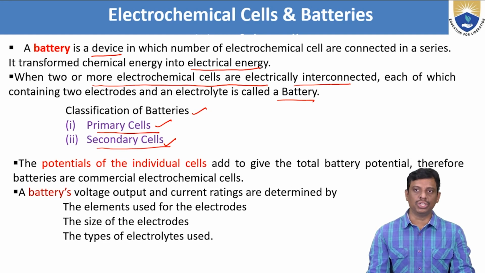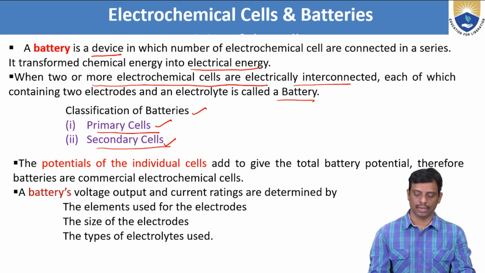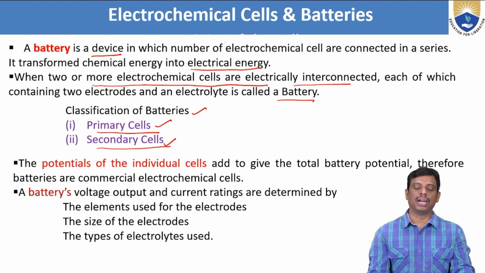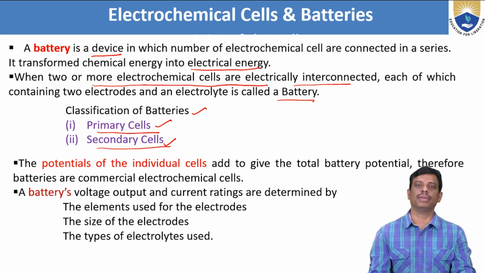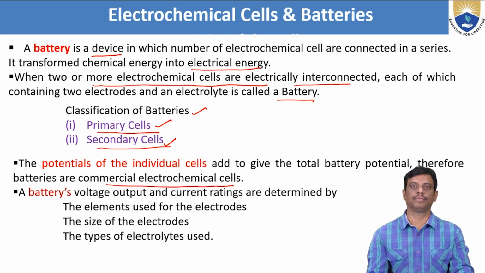The battery's potential depends on how many electrochemical cells are interconnected in the battery. Each electrochemical cell has a specific potential, and when we interconnect two or three or more, the total potential is equal to the battery potential. Therefore, batteries are commercial electrochemical cells.